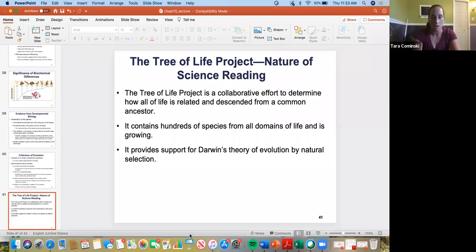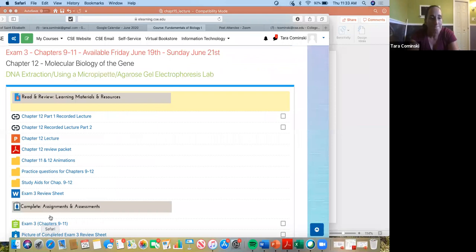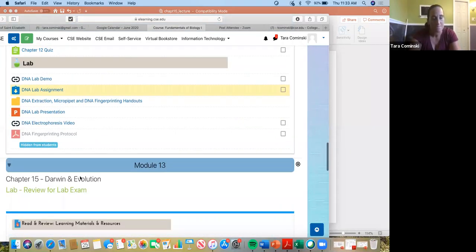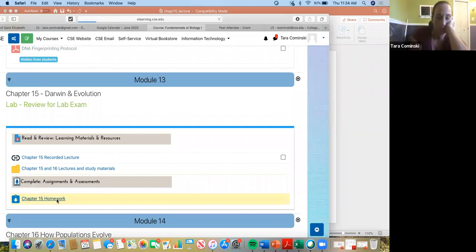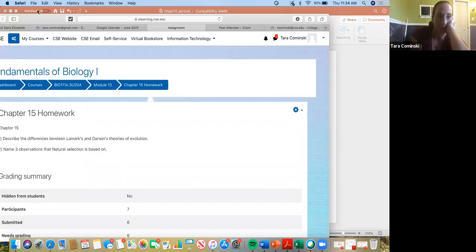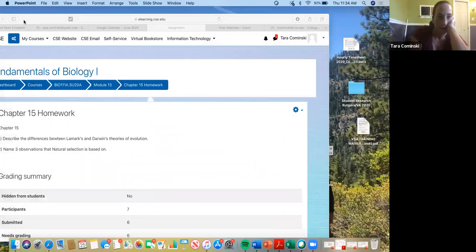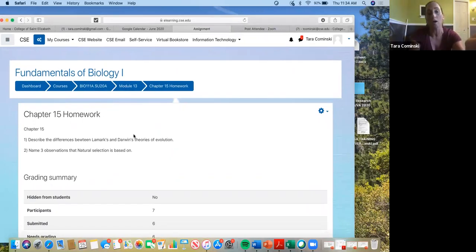Let me just check what our homework questions were. Chapter 15. I think I probably already addressed them. All right, so describe the differences between Lamarck's and Darwin's theories. I explained that, right? That one figure basically is illustrating that. Name 3 observations that natural selection is based on. So it's the idea of seeing similar species in similar environments, things like that. So you can come up with different examples there.